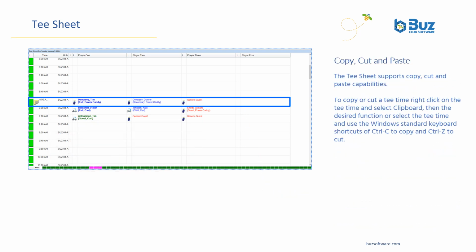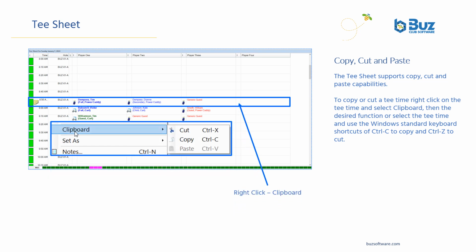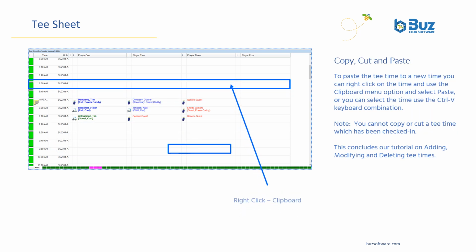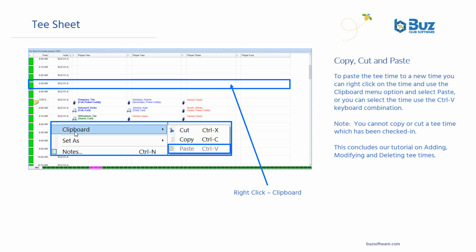Copy, cut, and paste. To copy or cut a tee time, right-click on the tee time and select Clipboard, then the desired function, or select the tee time and use the Windows standard keyboard shortcuts of Control-C to copy and Control-X to cut. To paste the tee time to a new time, you can right-click on the time and use the Clipboard menu option and select Paste, or you can select the time and use the Control-V keyboard combination. Note, you cannot copy or cut a tee time which has been checked in.